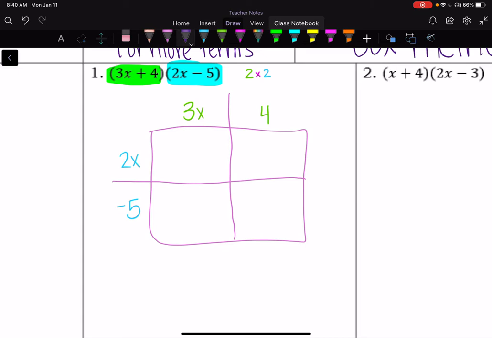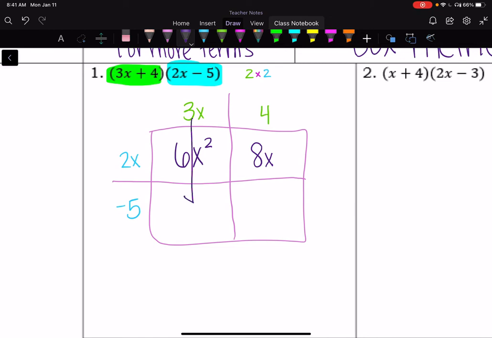To fill in my box, each one of these blank boxes represents a multiplication problem. So for my first box right here, we're going to multiply 2x and 3x together because that is what lines up for this box. 2 times 3 is 6, x times x is x squared. For my second box, I'm going to multiply 2x and 4. 2 times 4 is 8, and there's nothing to multiply the x to that would change it.